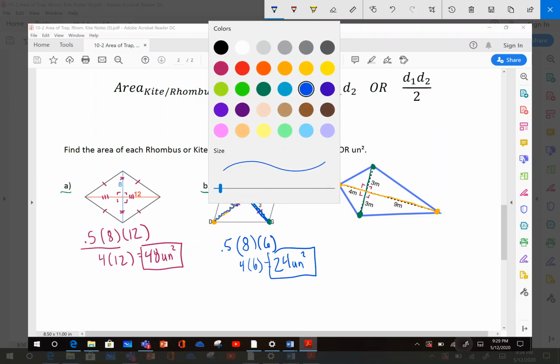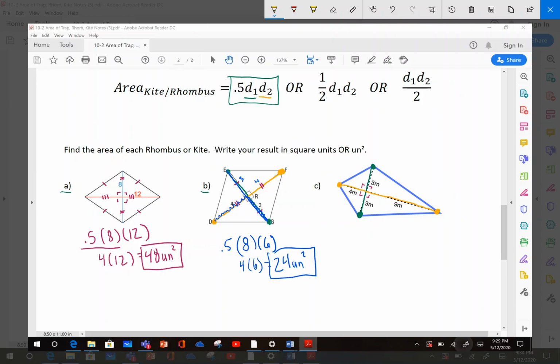Okay, lastly, finding the area of the kite. We have one diagonal, which includes 4 meters and 9 more meters. So 4 plus 9 gives us 13 meters. The other diagonal is 3 meters plus 3 meters, which gives us 6 meters. We want half of that. Half of 6 is 3. And 3 times 13: 3 times 10 is 30, 3 times 3 is 9. Grand total of 39 meters squared.